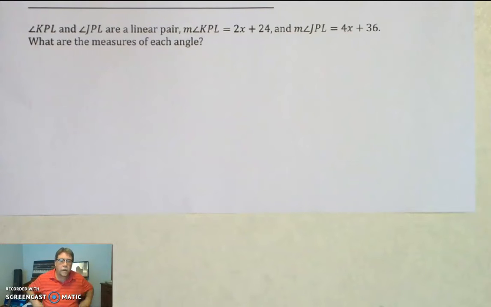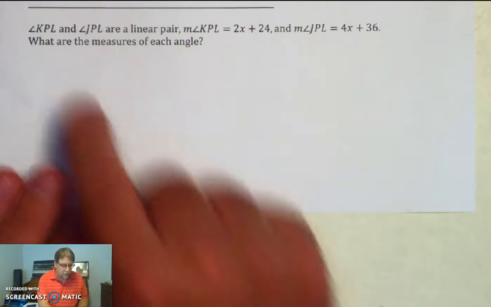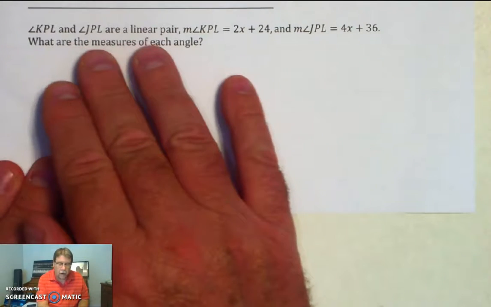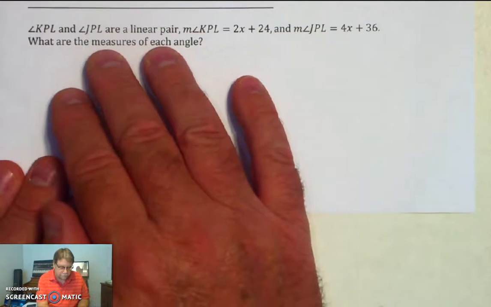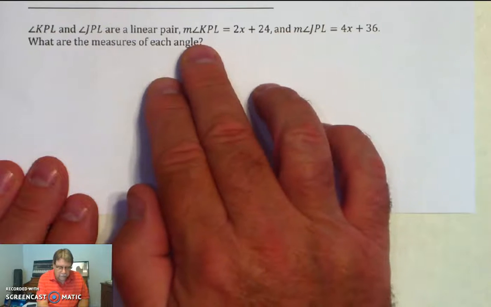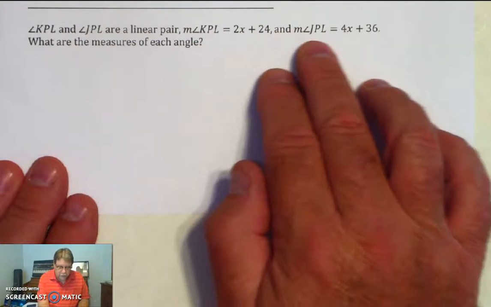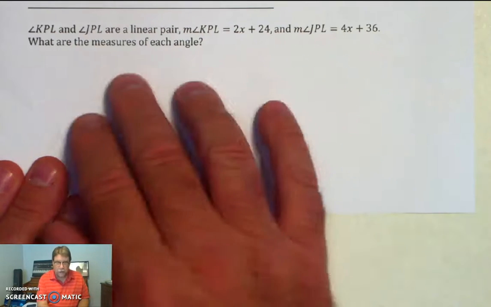Here's an example where we will use some algebra to solve a problem in order to find an angle measure. Very typical question in a geometry class where we have to use something we've learned from the last course, our algebra class. So here's a situation where it says angle KPL and angle JPL are a linear pair. And then the measure of angle KPL is 2x plus 24. The measure of angle JPL is 4x plus 36. What are the measures of each angle?